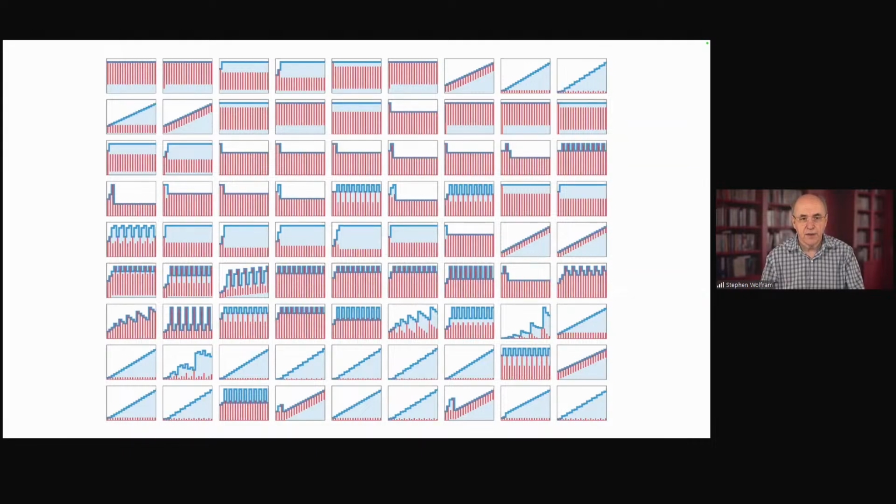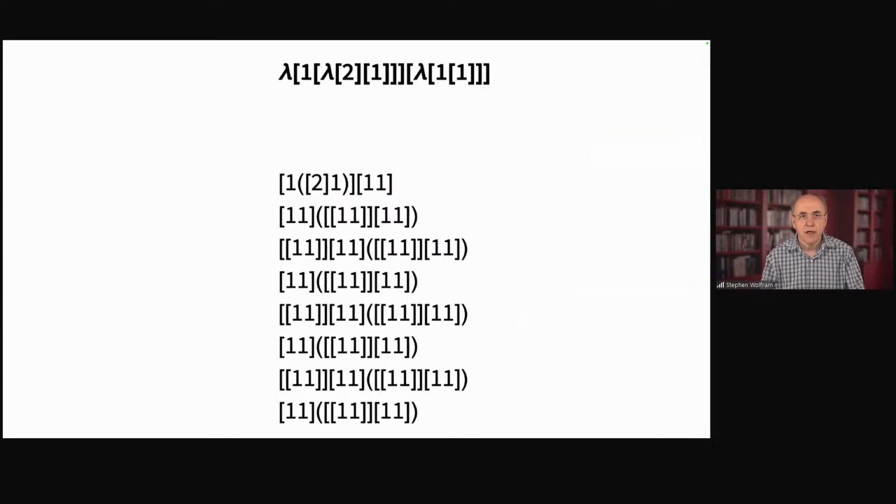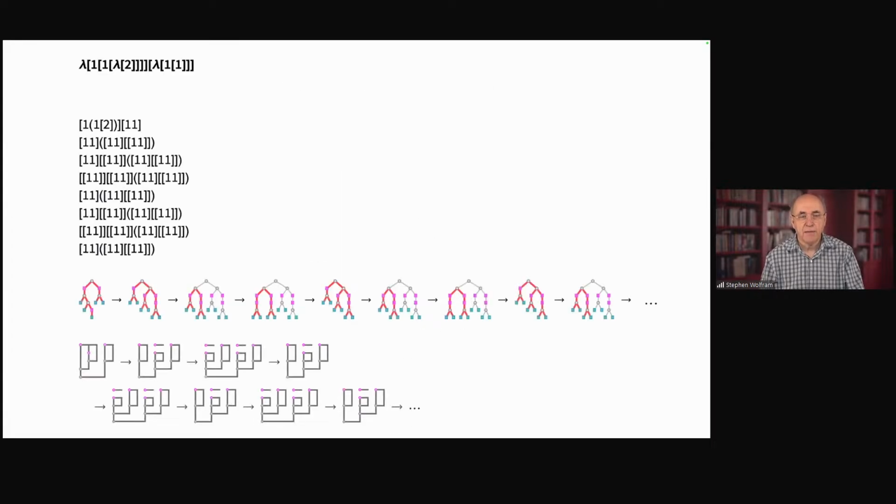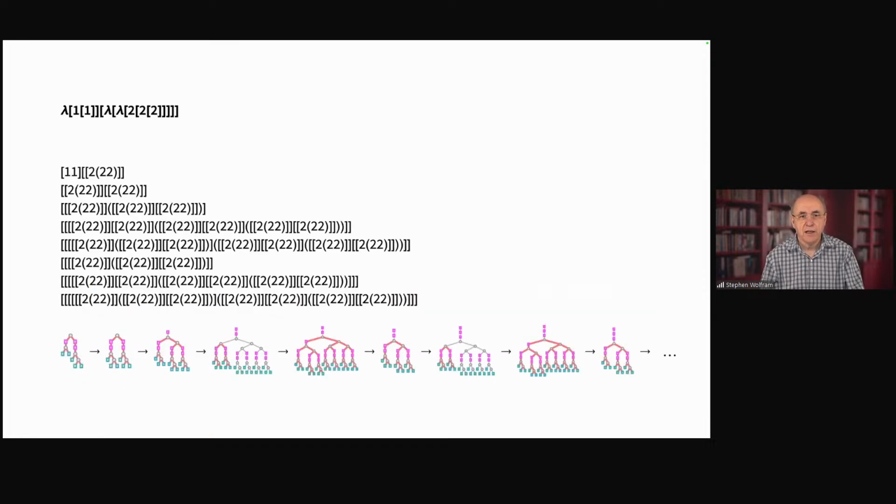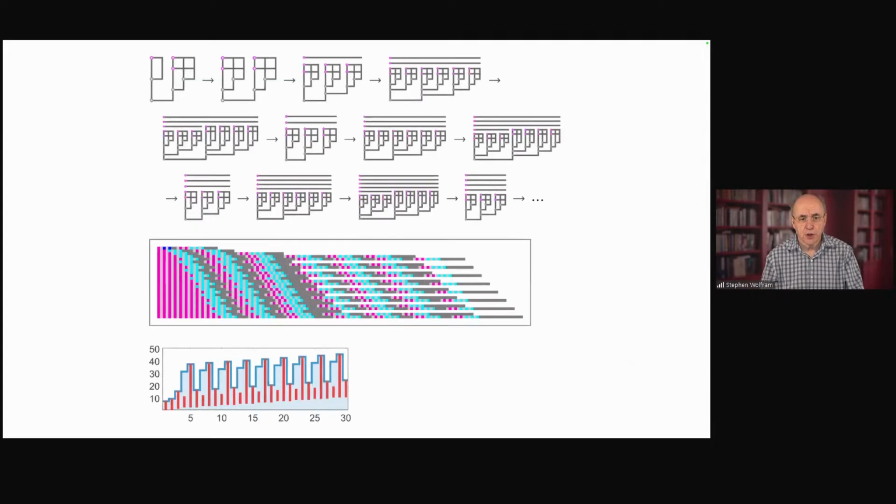Some, like this lambda here, alternate every other step. They're just periodic. Others, like this lambda here, have period 3. And sometimes, as in this lambda here, there's a mixture of growth and periodicity. See, that's showing the growth and periodicity. So we're seeing progressive growth, but it's wiggling back and forth as it grows.